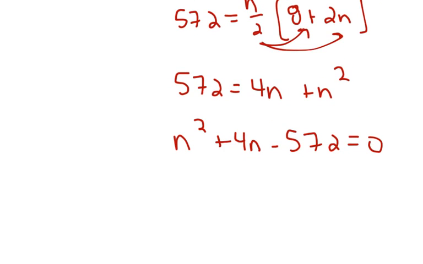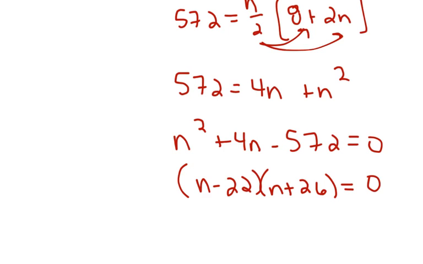I'm actually going to show you what it is in factored form. It would take quite a while to really figure this out, but this is what it is in factored form. n minus 22, n plus 26. And then you use the zero product property to solve for n.